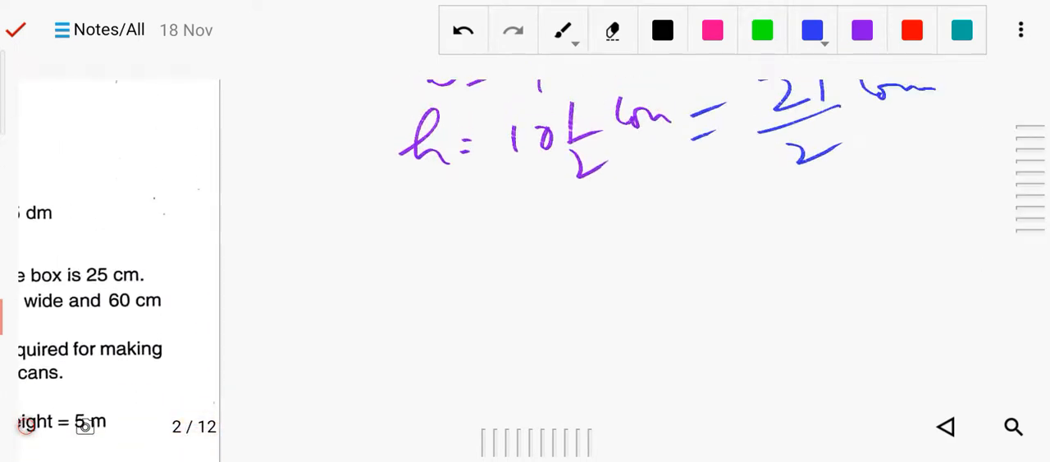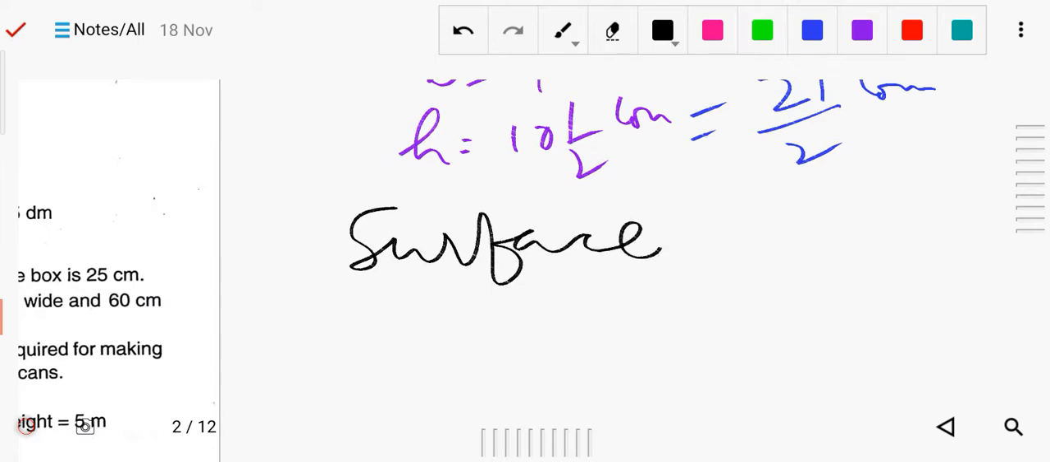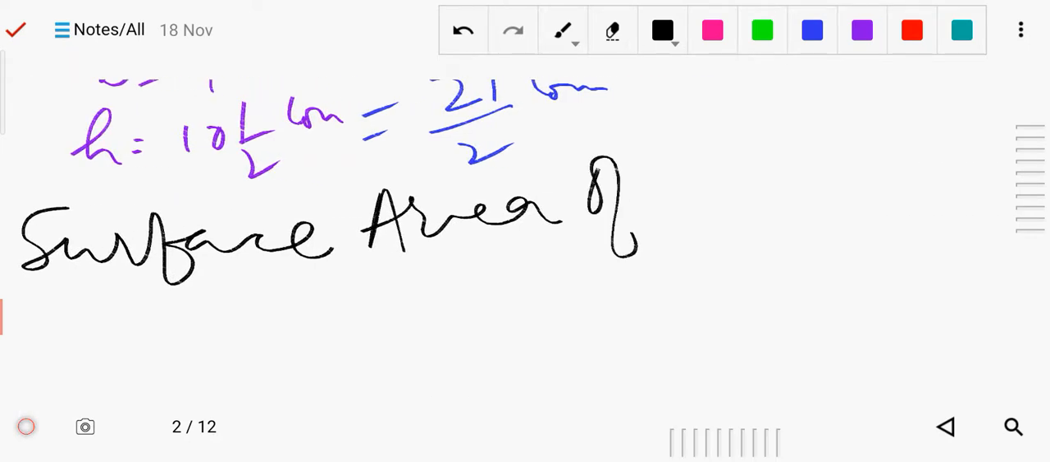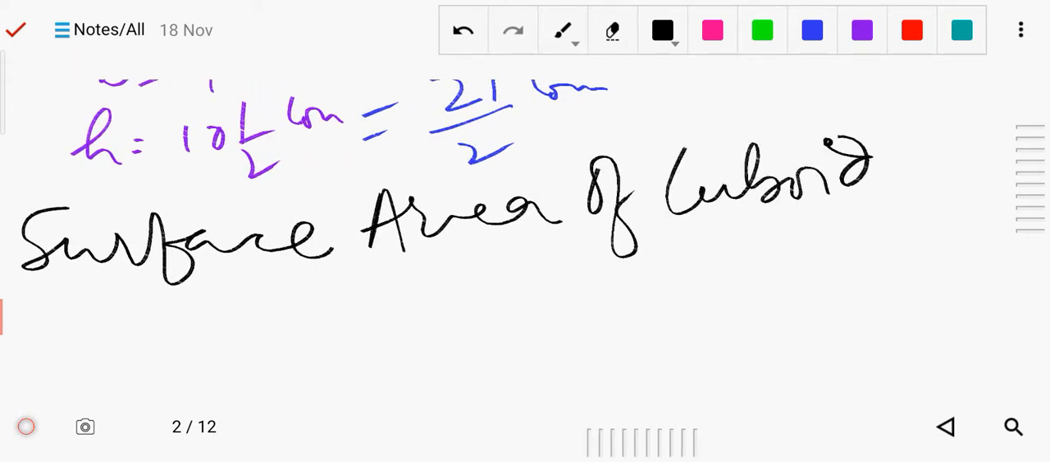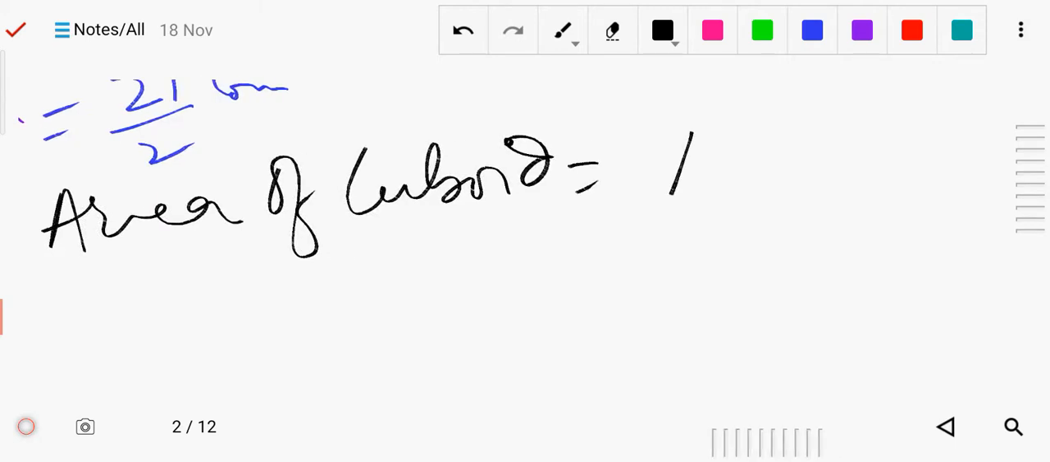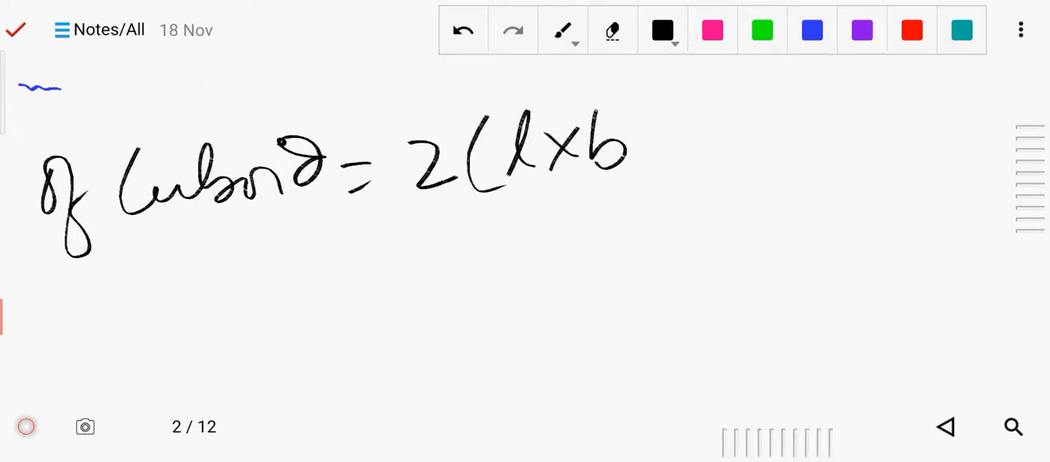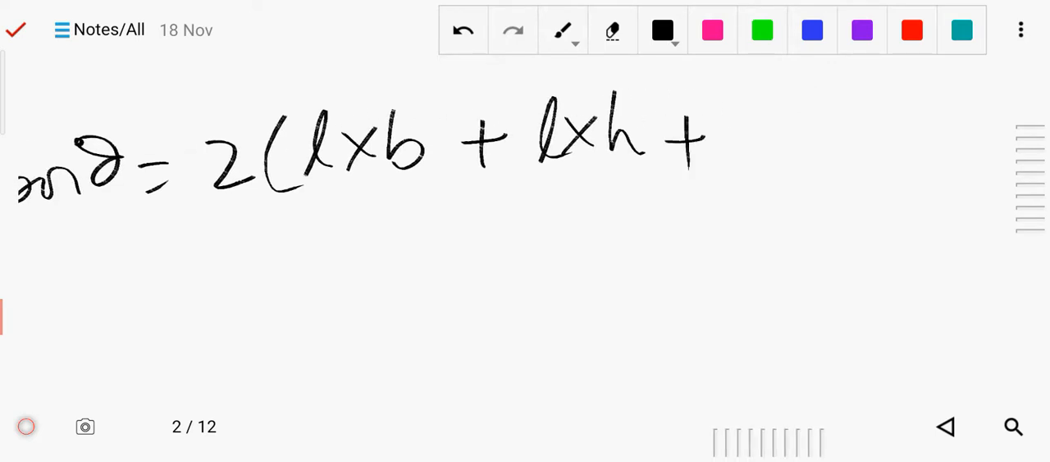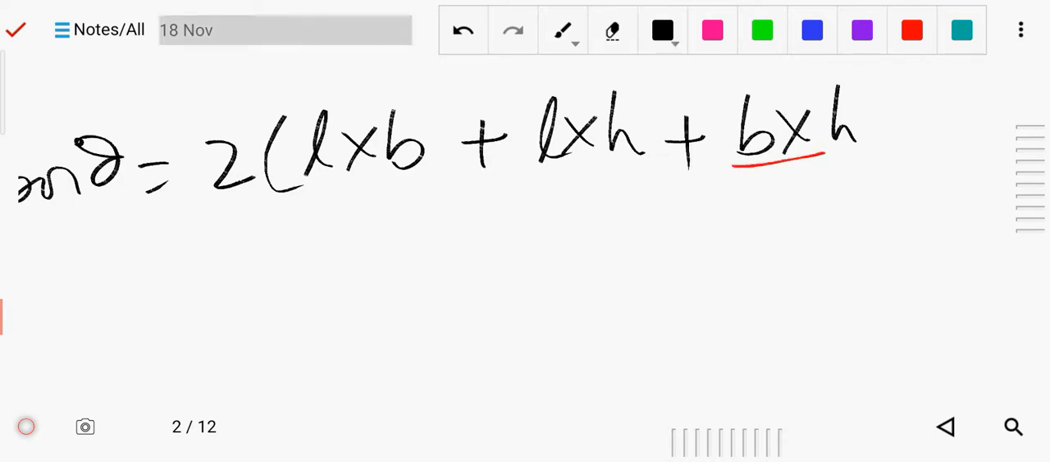Now we will use the formula. So what is the formula? Surface area of cuboid, which is 2 into L into B plus L into H plus B into H. You have to write the formula separately. Here these two are in multiplication, these three are in multiplication.